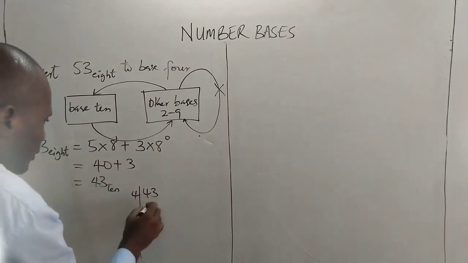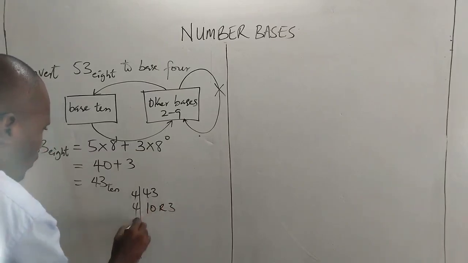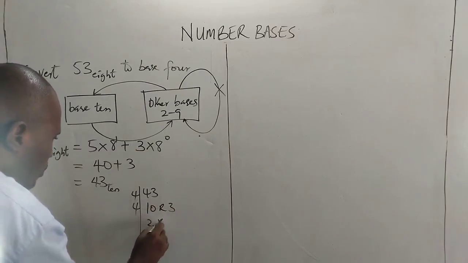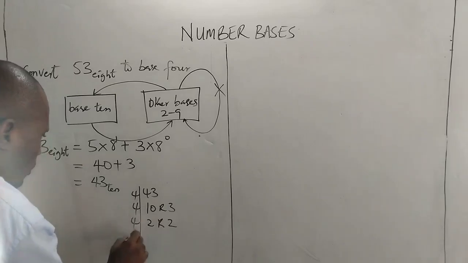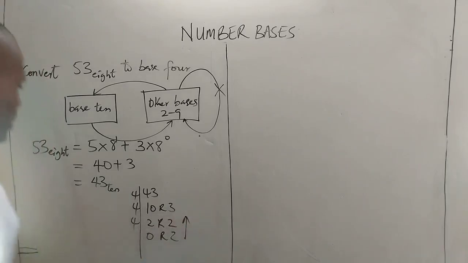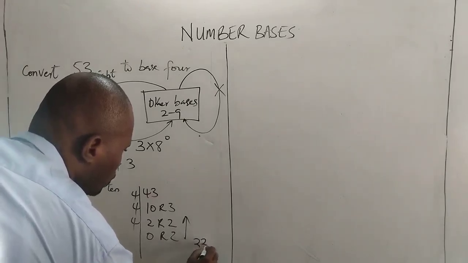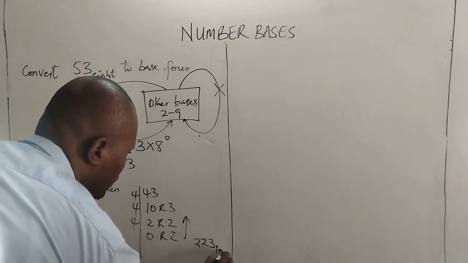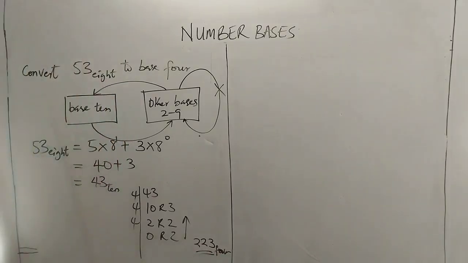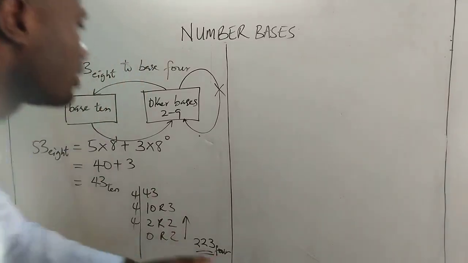4 divide 43 will give you 10, remainder 3. 4 divide 10 will give you 2, remainder 2. 4 divide 2 will give you 0, remainder 2. You read upwards. So final answer is 2, 2, 3 base 4. So the final answer of converting 5, 3 base 8 to base 4 is 2, 2, 3 base 4.